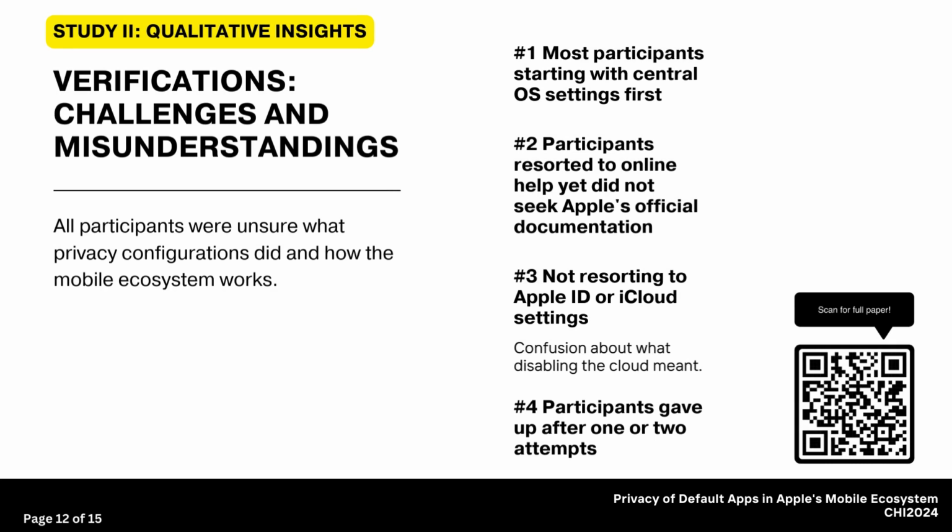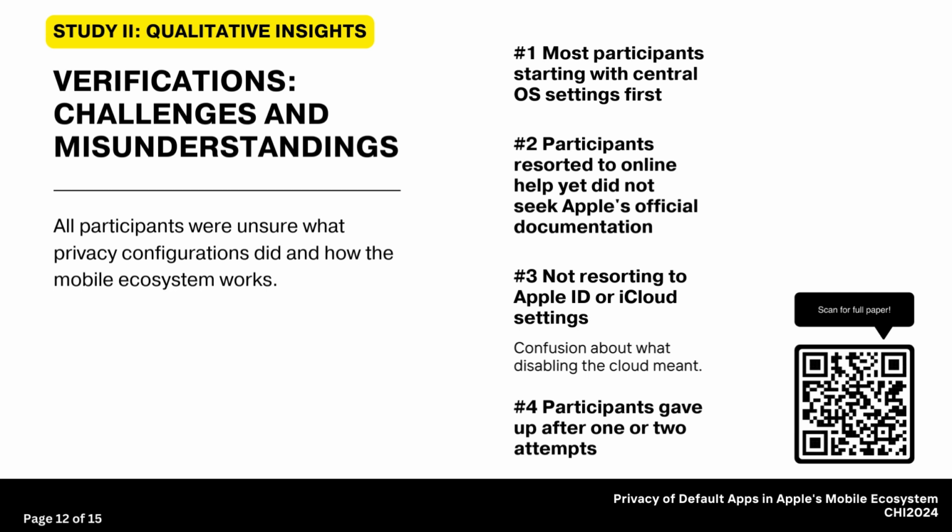In the second part of the interviews, we verified users' knowledge of privacy configurations of different default apps by asking them to do practical tasks on their devices. We collected users' answers while doing the tasks. All participants were unaware how to disable data sharing, and they were not sure what different settings did or how the mobile ecosystem worked.